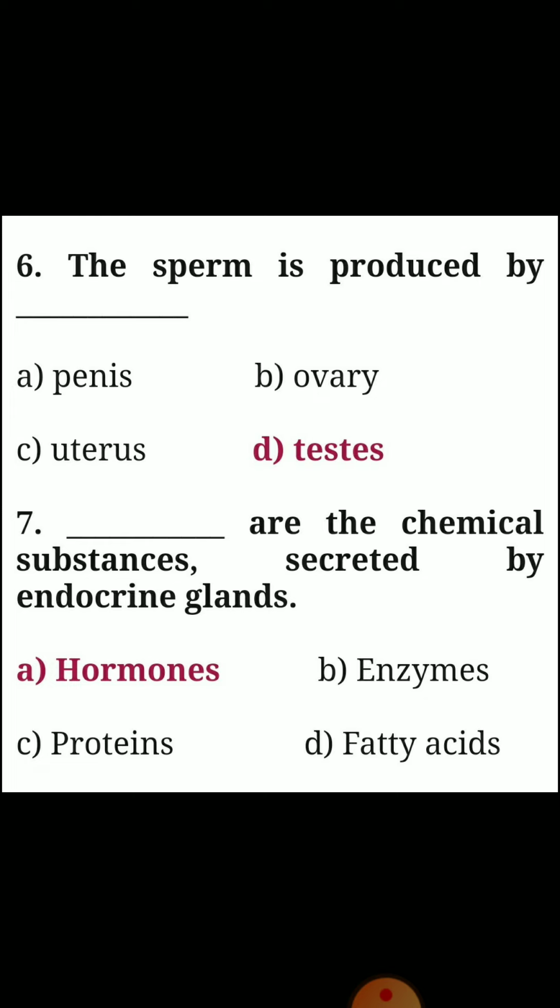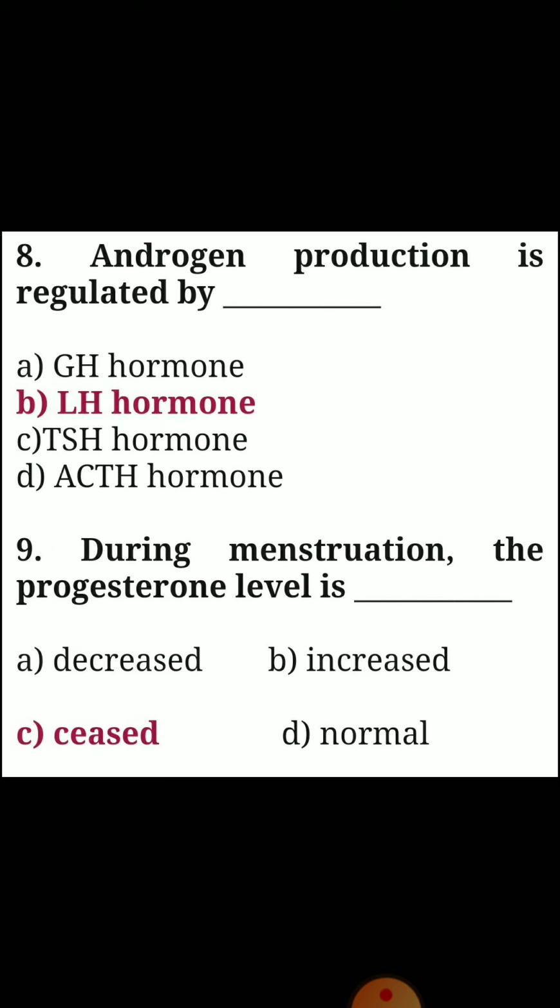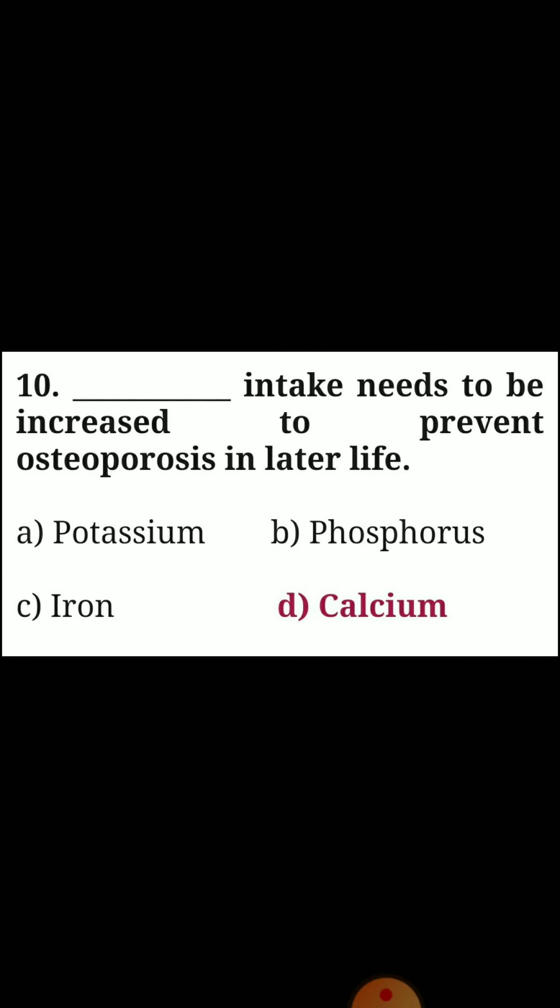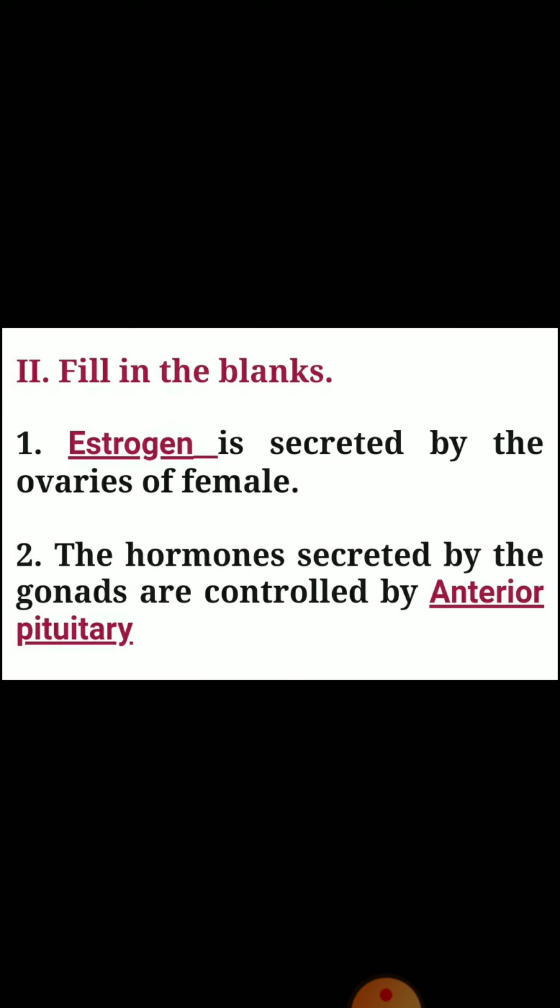Answer A, hormones. Next, eighth one, androgen production is regulated by. Answer B, LH hormone. Ninth one, during menstruation the progesterone level is. Answer C, cyst. Tenth one, dash intake needs to be increased to prevent osteoporosis in later life. Answer D, calcium. Second Roman, fill in the blanks.